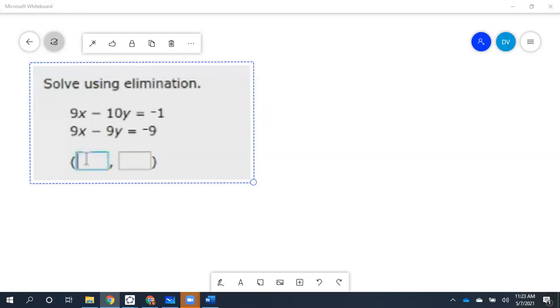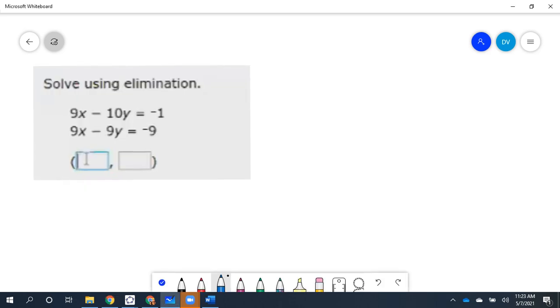Now, this problem, elimination is the same technique we're going to use. It looks a little different because they have a 9x and a 9x. They don't have a positive 9x and a negative 9x the way we want it to be. So when it's not the way we want it to be, we're going to have to make it the way we want. Let's go ahead and write it down first.